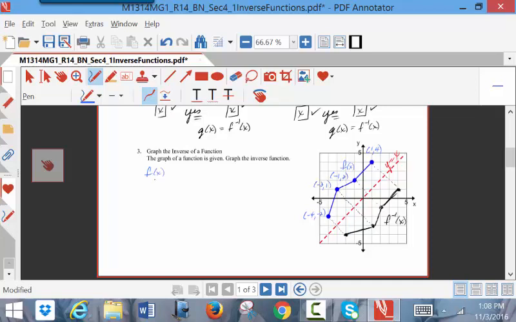And so I'm going to build a table over here, and I'm going to put these in here. So I have (-4, -2), I have (-3, 1), I have (-1, 2), and (1, 4).